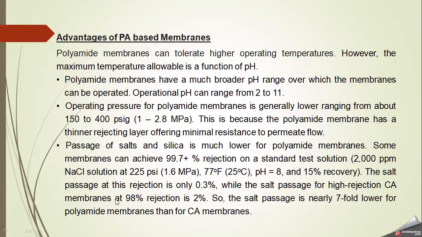The salt passage at this rejection is only 0.3%, while the salt passage for a high rejection CA membrane at 98% rejection is 2%. So it is approximately 7 times more. So the salt passage is nearly 7-fold lower for polyamide membranes than for a CA membrane. These are due to these advantages, especially the pH range. Importantly, the pH range and low pressure make it more suitable as compared to cellulose acetate. However, both types of membrane are in use nowadays as well.